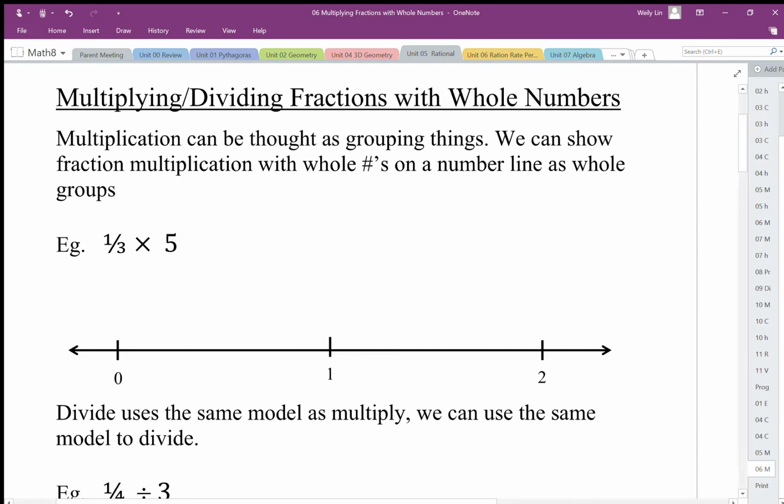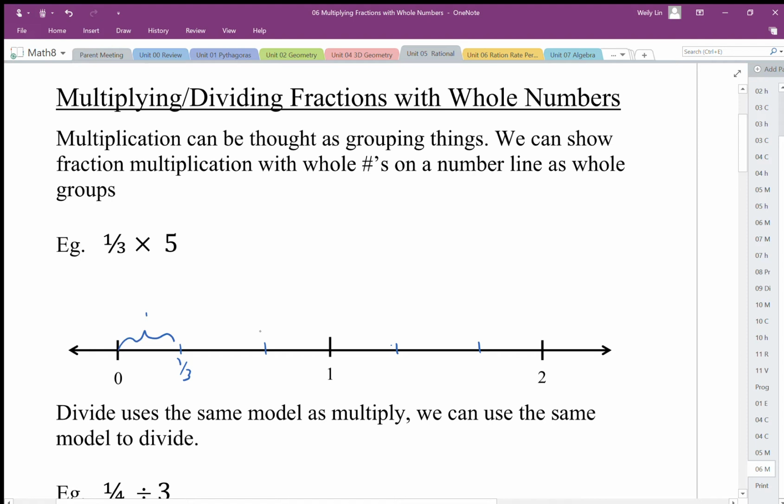So when I read this statement, 1/3 times 5, that means 5 groups of 1/3, or conversely, we could do 1/3 of 5. But we're going to look at it from the perspective of 5 groups. So the first thing I'm going to do is find the 1/3 fraction and divide this number line into 1/3 pieces. So here is one group of 1/3.